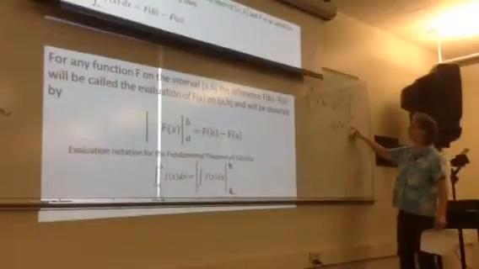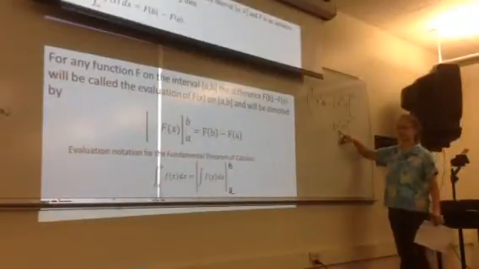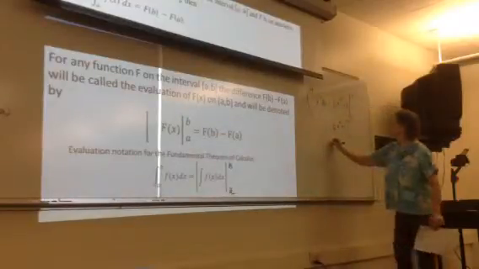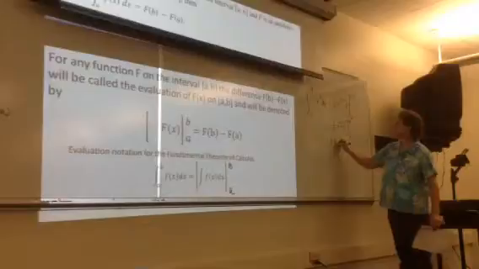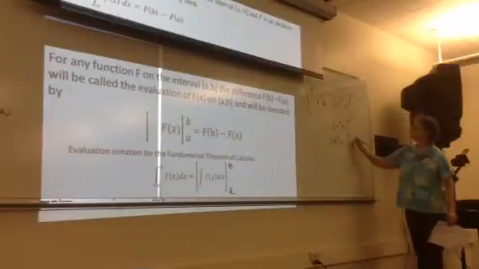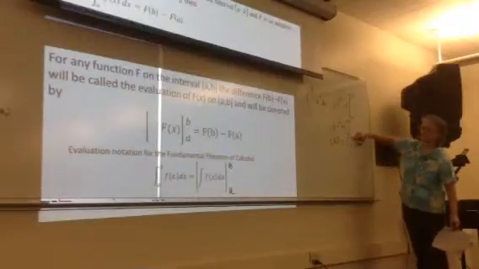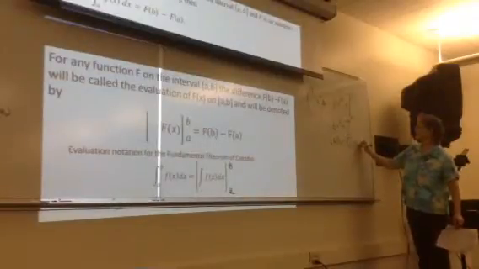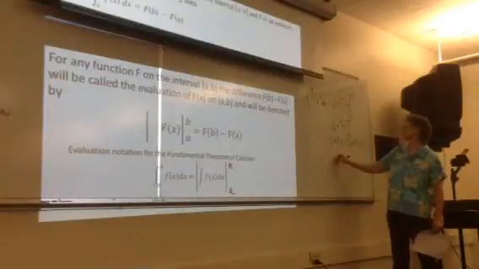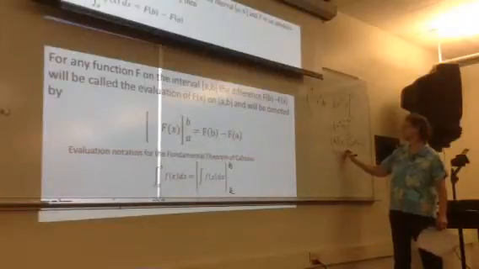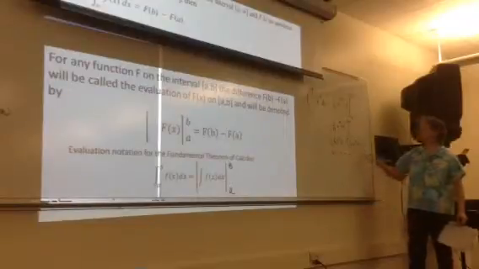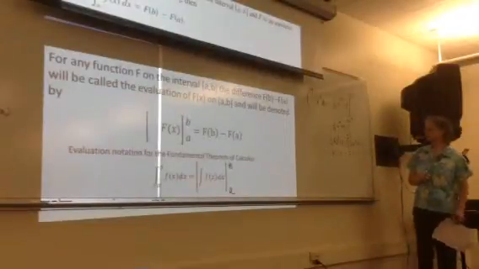We plug in 4, that's the upper limit, that's the big F of b, 1/4 times 4 to the 4th plus c minus 1/4, there's the lower limit, times 2 squared plus c. And that equals 64 plus c minus 2 minus c. Should be 2 to the 4th. It should be 2 to the 4th power.